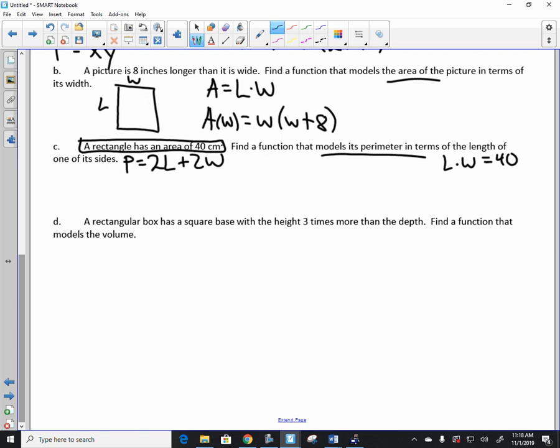Would you like to solve for L or W? Would you like to read L equals or W equals? It's up to you. I don't care. Okay, so I'm going to divide both sides by L. So I got W is equal to 40 over L. What do I do with that 40 over L? Plug it in for W. So the perimeter in terms of L is 2L plus 80 over L.